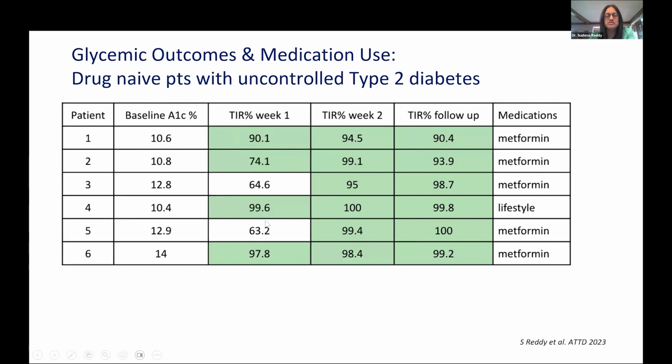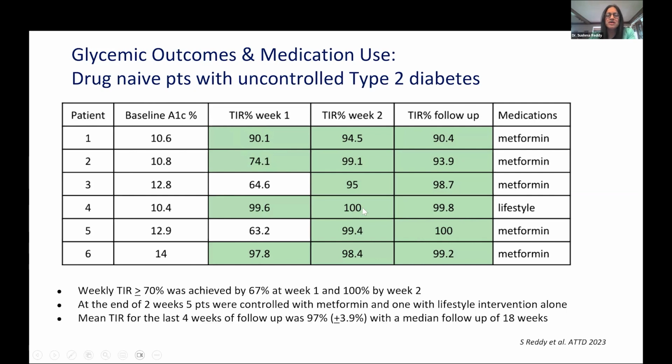Over 70% in 5 of them. And look at them at week 2. All of them had a time in range of over 90%. And look where they started in 2 weeks. So what does this mean?